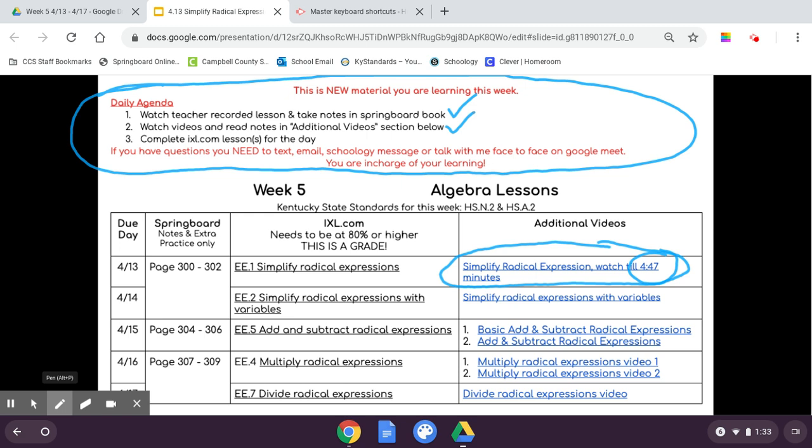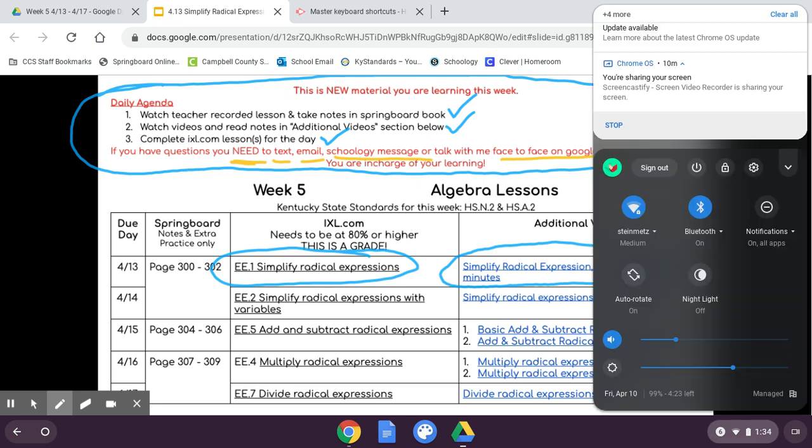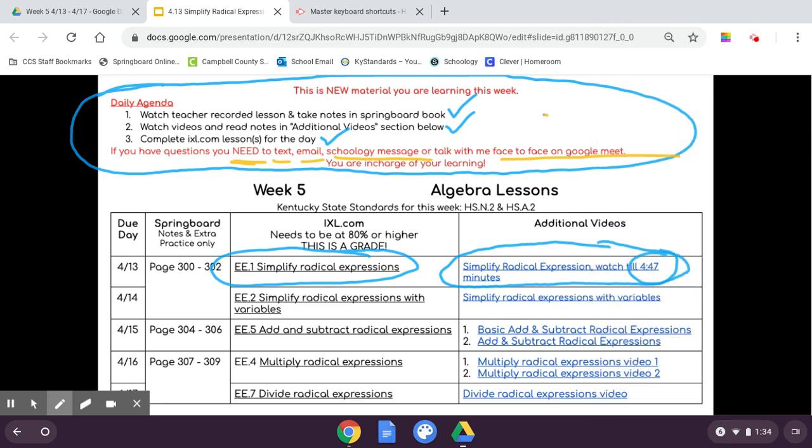All right. So once you've watched those, then you can go ahead and work on this IXL lesson. At any point in time today that you need me, you can text, email, message me on Schoology, or meet face-to-face with me on Google Meet. I am available from 8 to 3 p.m. every day. If you need me after that, send me a message and I will work with you.